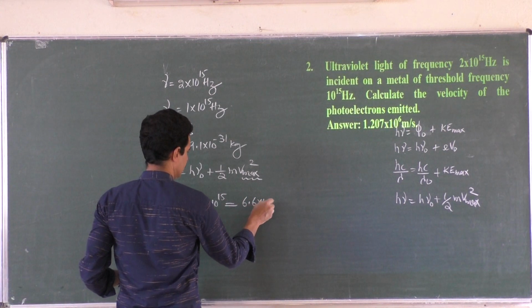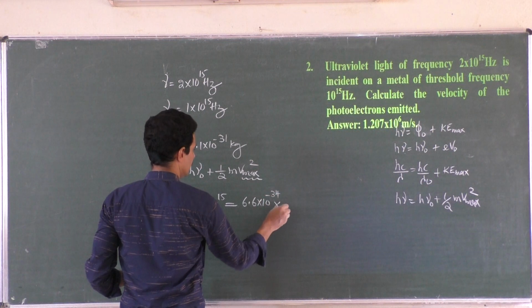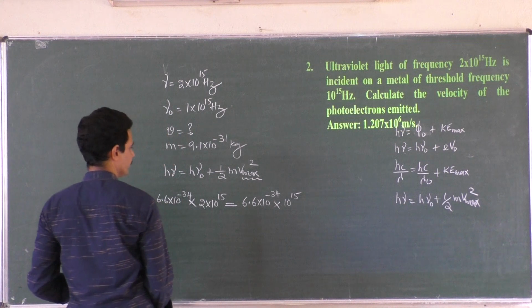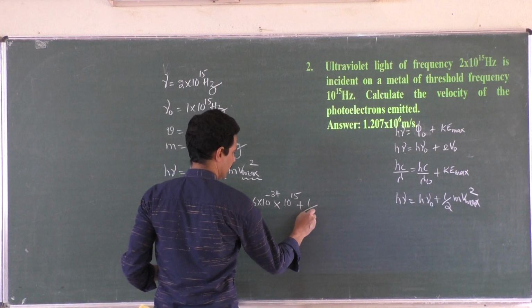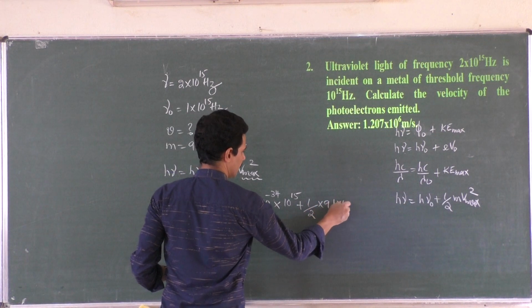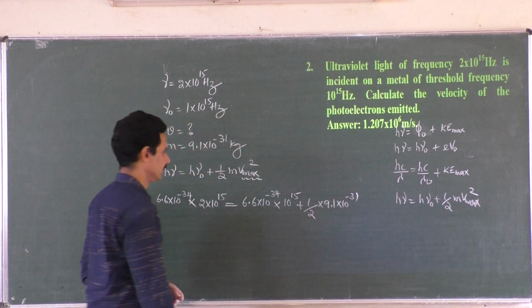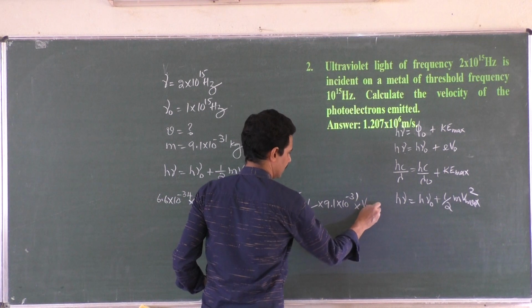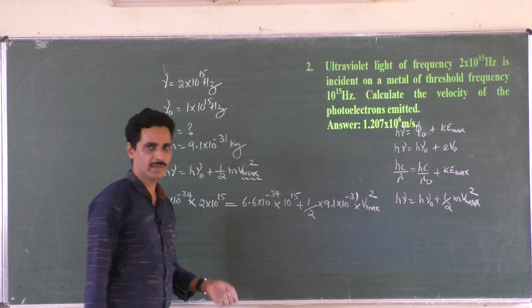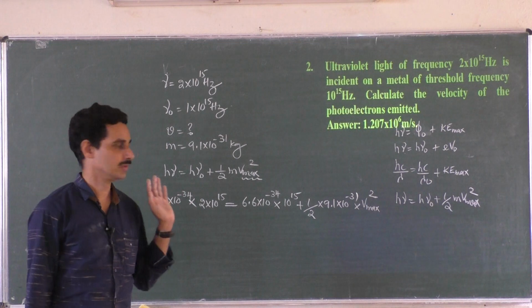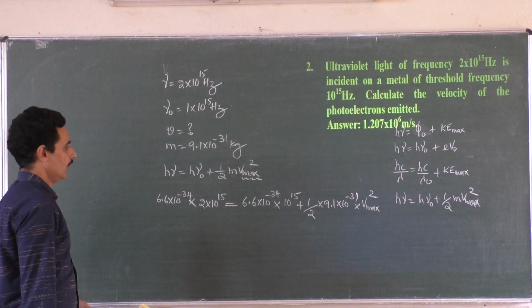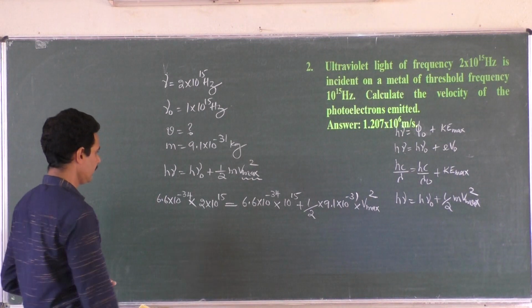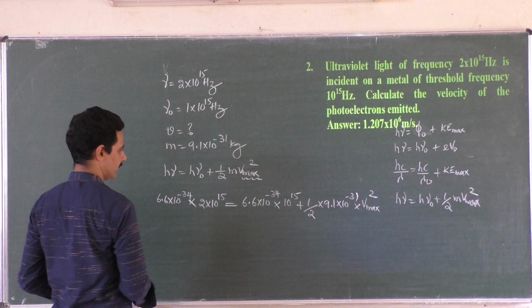6.6 into 10 to the power minus 34, nu naught, 1 into 10 to the power 15 hertz, plus half, 9.1 into 10 to the power minus 31 kg, V maximum square. Hope you are also doing it with the calculator. You must do that, otherwise it is of no use. Okay, we will finish this and bring this here. 6.6 and 2 and everything is common, right?